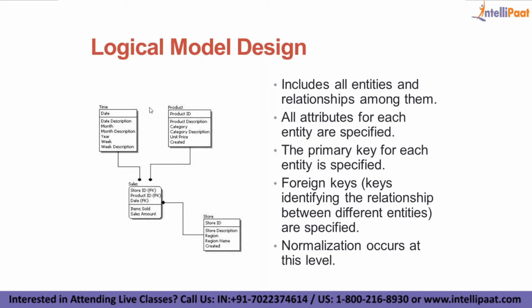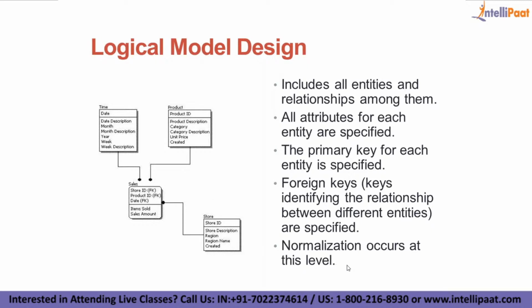So this is what we will maintain in the data model. We will not write exact column names. We will not write any primary keys and all those. We will simply mention the column description. It includes all the entities and relationships among them. All the attributes, in the sense the column names, for each entity are specified. The primary keys for each entity are specified. The foreign keys are also identified and specified with the fact table, and normalization occurs at this level.